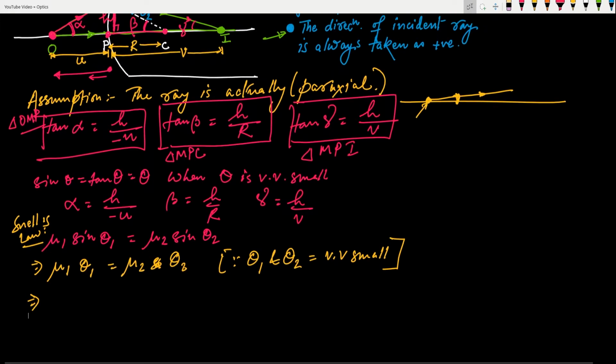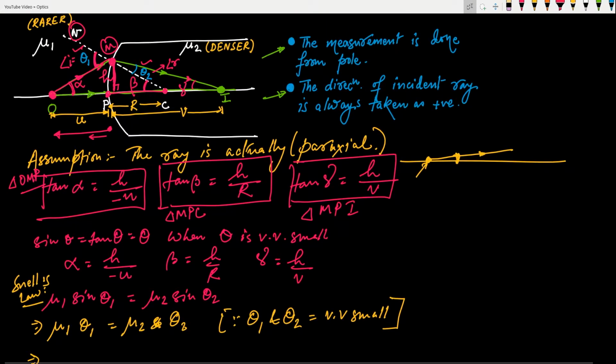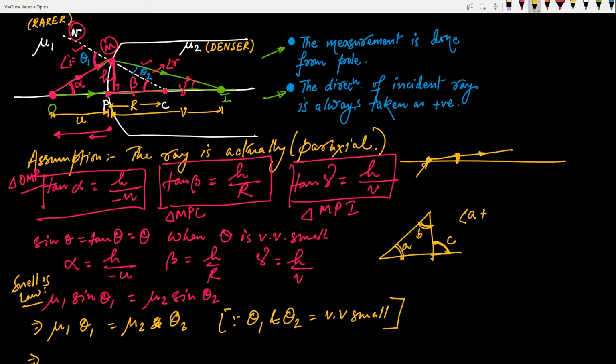Now if you look at this figure again, there's a concept that you need to understand for a triangle. If this is a triangle, then we know that the exterior angle is equal to the sum of the opposite interior angles. I hope this is clear. So if this angle is A, this angle is B and this angle is C, we know that angle A plus angle B should be equal to angle C. This is the property of a triangle. We have learned this in class 9-10, that the sum of the opposite interior angles is equal to the exterior angle.